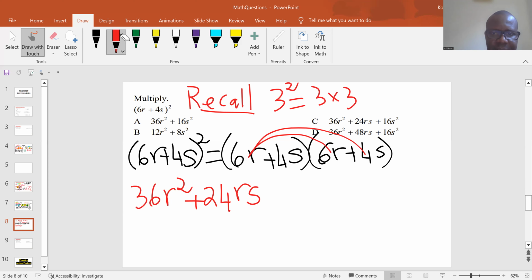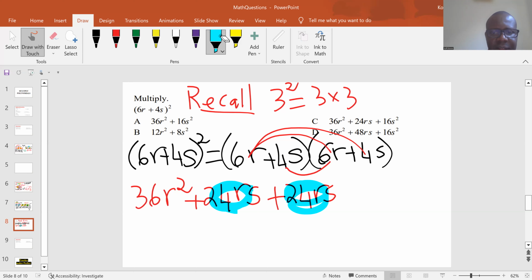Now we take 4s multiplied by 6r, we get the same 24sr, which is the same as rs. So in math, when you multiply 2 variables, so r times s or s times r, these are the same. So we keep rs. That will help us to better understand these like terms.